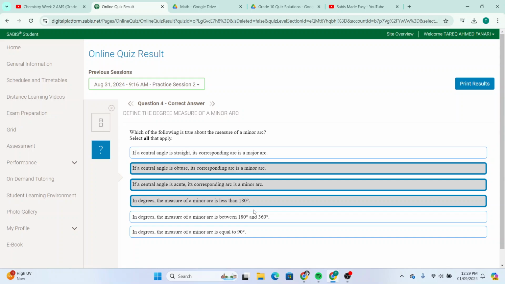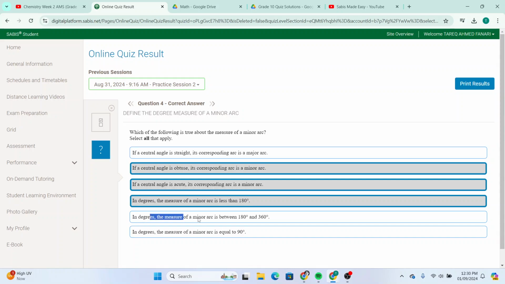Oh, the voice crack. Okay. In degrees, the measure of a minor arc is less than 180. I just explained this. It is true about the measure of a minor arc. If the central angle is straight, its corresponding arc is a major arc. It's complicated because it's technically a semicircle, but like it's not right. Basically, that's the point. It's not right.